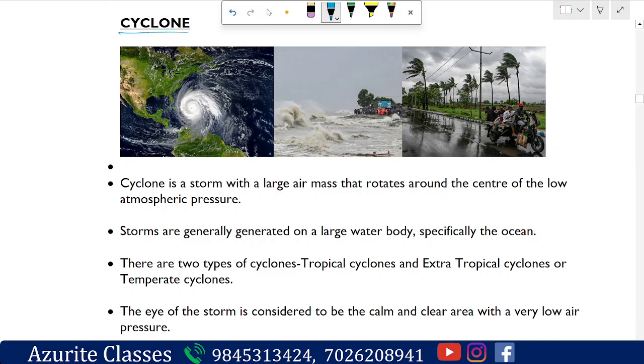So what is a cyclone? This. Can you see this? Yes, sir. This is the cyclone. A cyclone is a storm of a large air mass that rotates around the center of low atmospheric pressure. This is the air moving around this point. So that air causes a cyclone. This air is at very high speed.